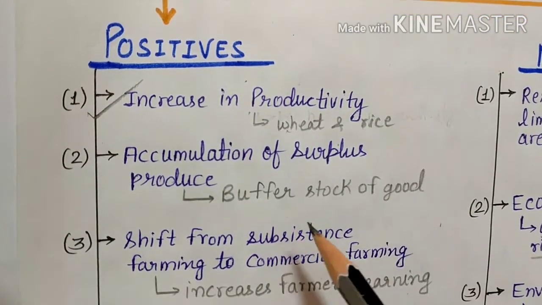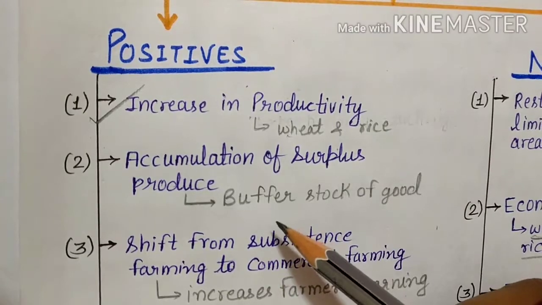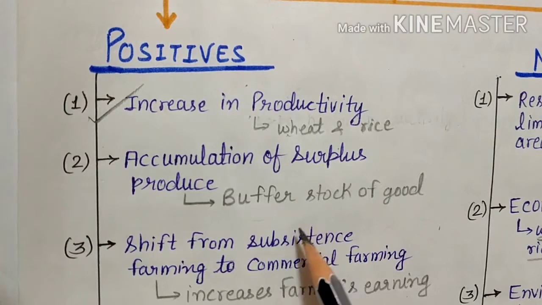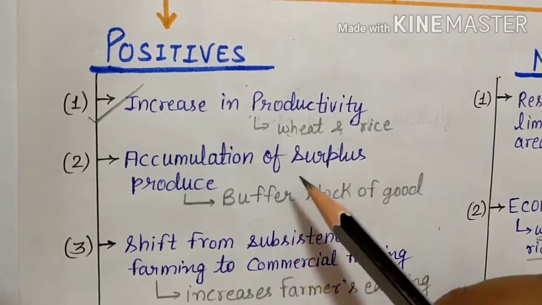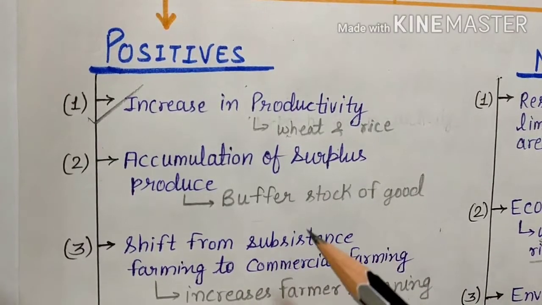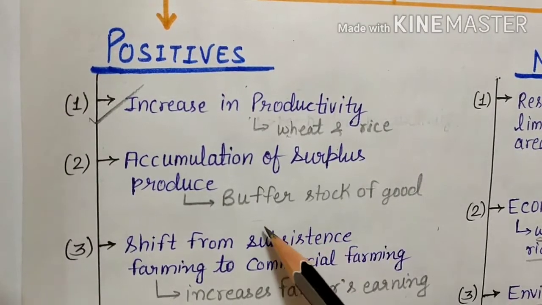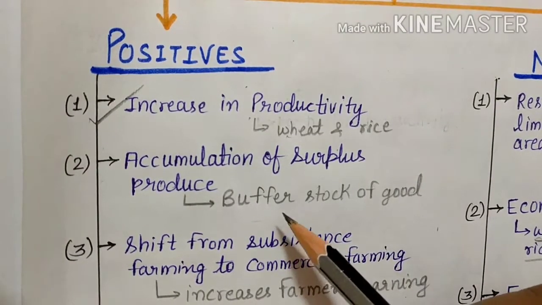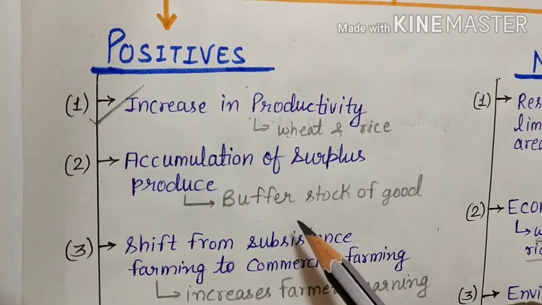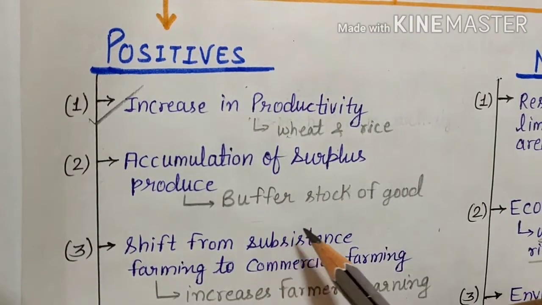Then second is accumulation of surplus produce. Now we are having surplus output. As I have written here, buffer stock of food grains. The multi-crop program since 1967-68 enabled us to raise a huge buffer stock of food grains. Buffer stock of food grains can be used in times of shortage. Buffer stock means a very large stock of goods. So it helps in the time of shortage, and it improved India's food security system also.